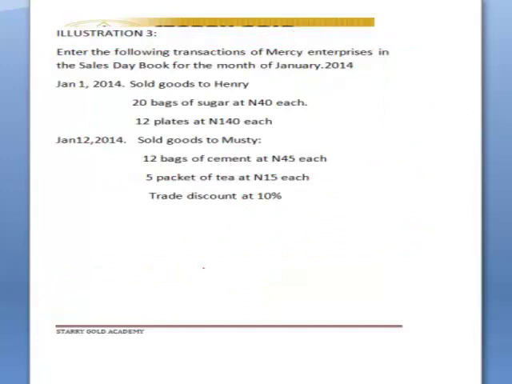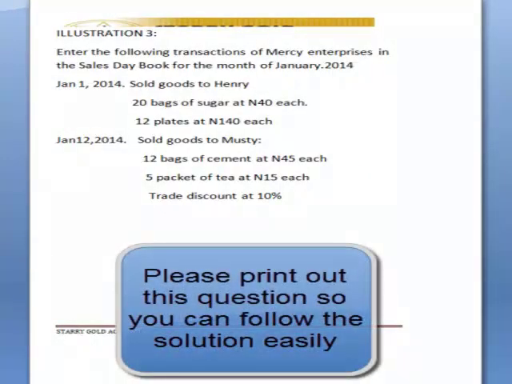There is a question we have, and let's quickly use that question as a case study for the sales day book. Enter the following transactions of Mercy Enterprise in the sales day book for the month of January 2014. January 1st, 2014, sold goods to Henry, 20 bags of sugar at 40 each, 12 plates at 140 each. And January 12th, 2014, sold goods to Musti, 12 bags of cement at 45 naira each, 5 packets of tea at 15 naira each, less trade discount at 10%. The trade discount at 10% is for Musti, whereas Mercy Enterprise is not having any form of discount available to it. So let's quickly solve that.